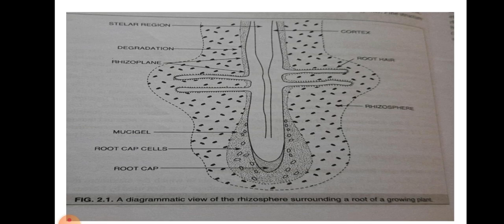Here is a picture showing a rhizosphere surrounding a root of a growing plant. In the picture, we can see the root, different parts of the roots, stelar region, cortex, root hairs, then mucilage, root capsules, and root cap. These are the parts of the plant roots, and the region around these roots is defined as rhizosphere, and the very first layer on the root is known as rhizoplane, and here we can see the association between the roots and the soil.